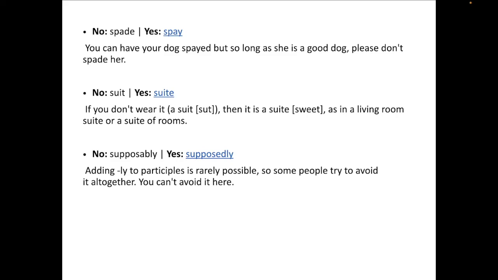It's not "suit," it's "suite." If you don't wear it, a suit, then it is a suite, as in a living room suite or a suite of rooms. It is not "supposably," it's "supposedly." Adding "ly" to participles is rarely possible, so some people try to avoid it altogether. You can't avoid it here.